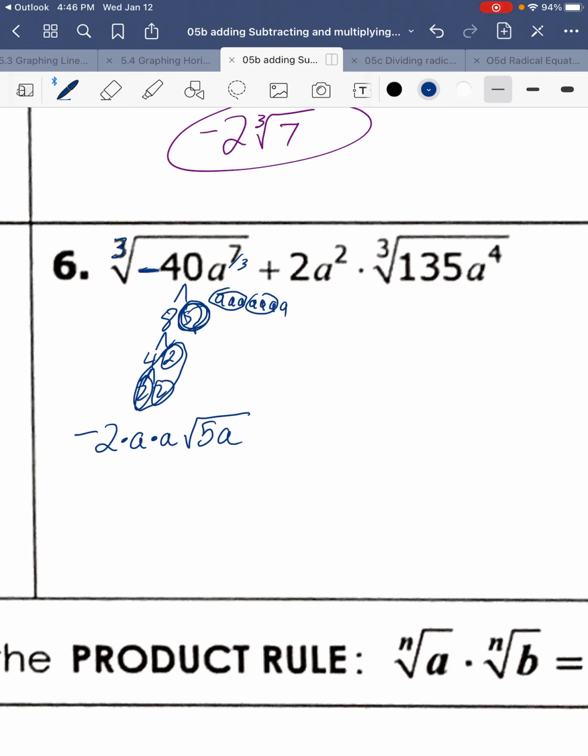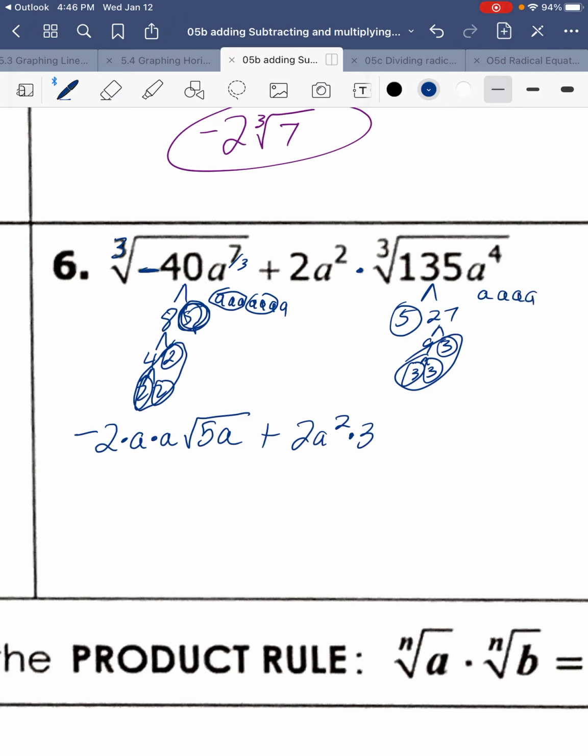And there you go. This is going to be adding 2a squared. There's no square root. Ooh, it's multiplication. I didn't see that. I thought it was subtraction. Okay, we got to keep going then. We have 135 is 5 times 27. 9 and 3. 3 and 3. Cube root. This groups of 3, so we're going to multiply this by 3.